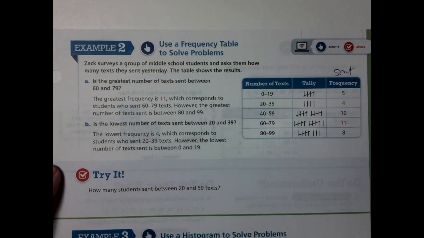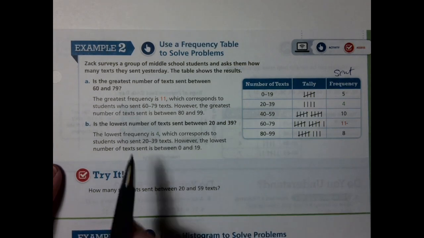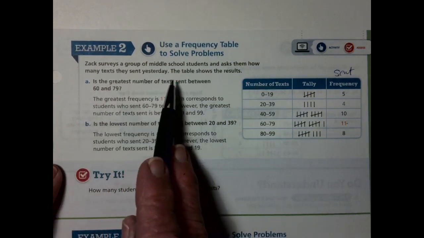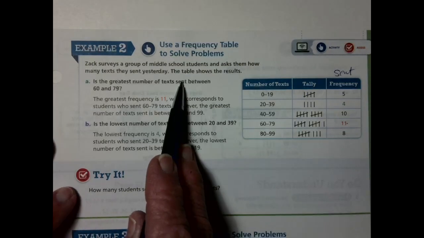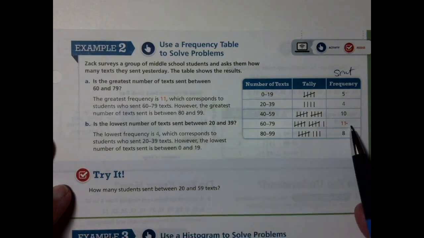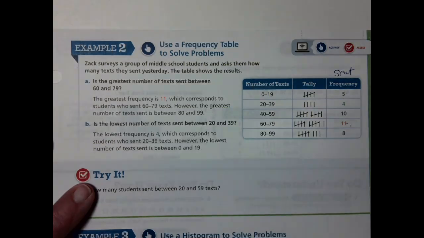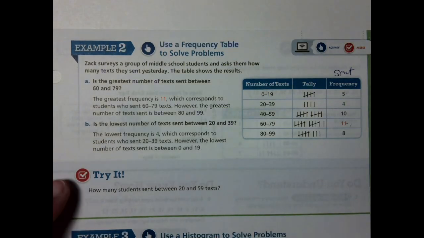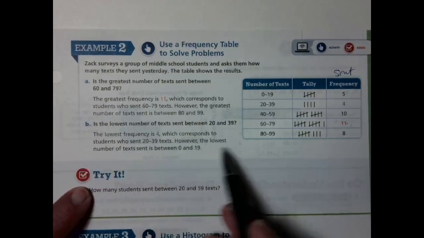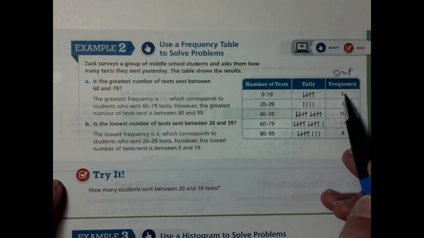Okay, so let's see the difference in these questions. Is the greatest number of texts sent between 60 and 79? And that is true. Is the lowest number of texts sent between 20 and 39? The lowest number of texts sent is between 0 and 19.